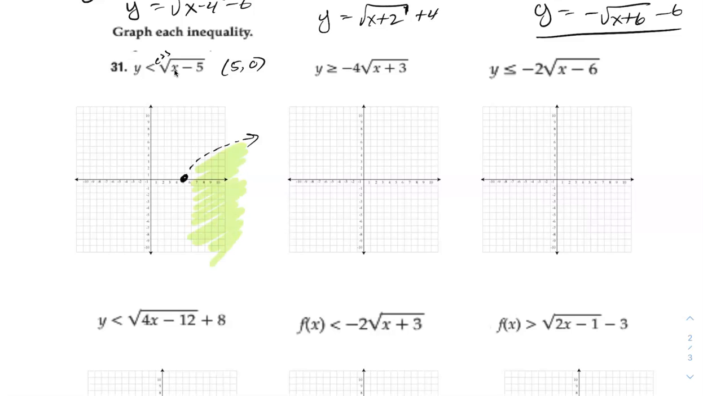Now, key thing about shading below, you can't go crazy. You can't go all the way over here, right? The graph starts there, so you can't go past that marker. So we're shading below the graph itself, not the whole thing.